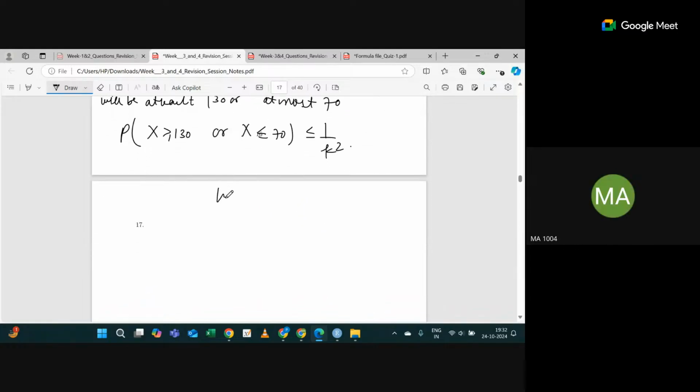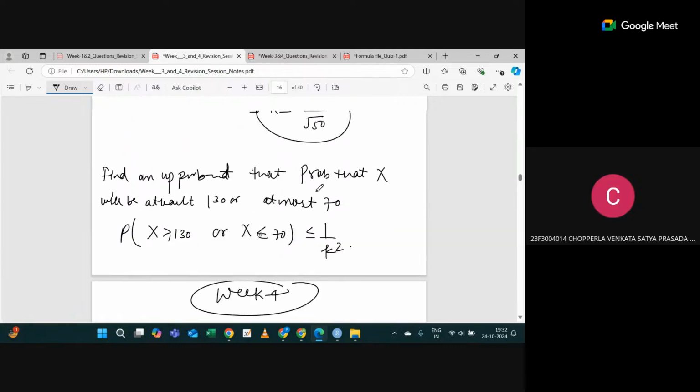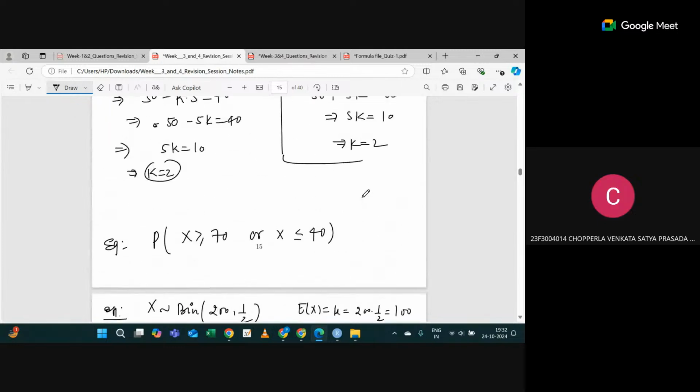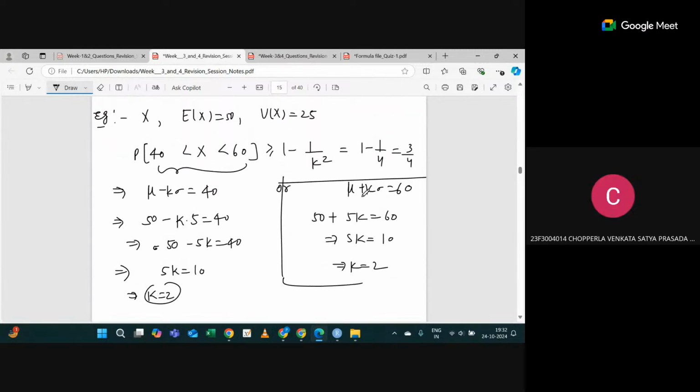Sir, could you please explain the previous question again? The one before this? This part? What is your doubt? Could you explain how you'll equate 40 and 60 in terms of expectation and variance once again?